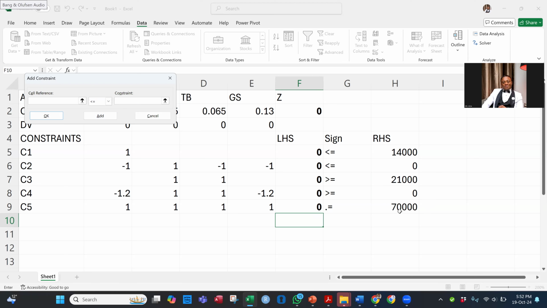And the last one is the 70,000. Its left-hand side is 0, so select 0. Click on the arrow, it is an equal to, so select equal to. On the right-hand side, it is 70,000, so select the 70,000. There is no more, so click OK.